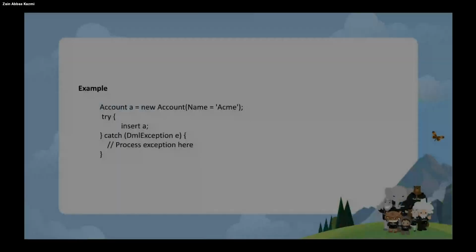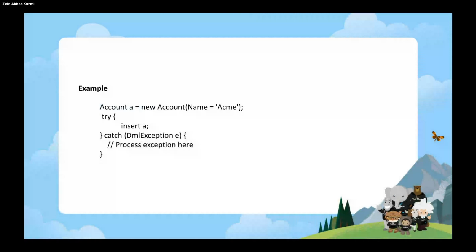You write your statement, particularly DML or business logic, in a try block, and you just catch the exception. You can catch multiple exceptions as well. Like here in the example, we are catching DML exception because we have only one DML statement in try, but we can use different ones. Or if we are making a web callout, an HTTP callout, we can catch a callout exception in the catch as well.